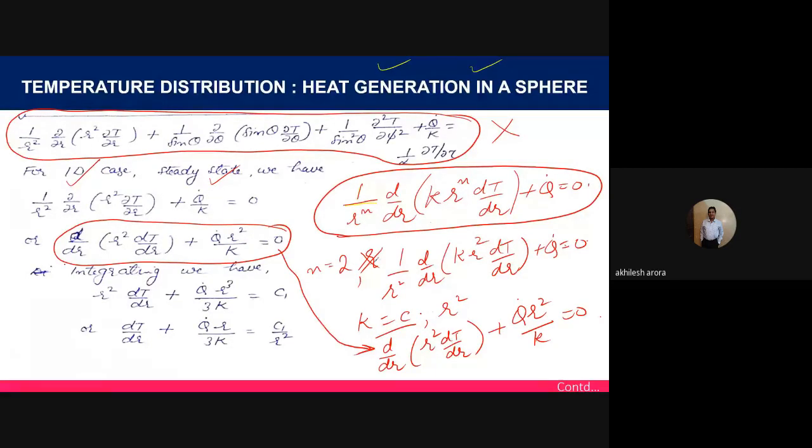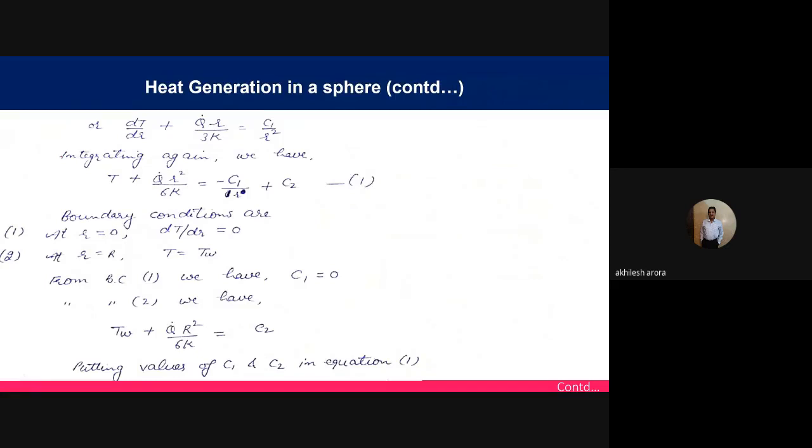So from this equation we can integrate. First integration will give us r square dt by dr plus q dot r cube by 3k is equal to c1, and dt by dr can be written by dividing the whole equation by r square. Okay, so this is what you get: dt by dr plus q dot r by 3k equals c1 by r square. And in the next step, you can integrate it once again. This was the equation here.